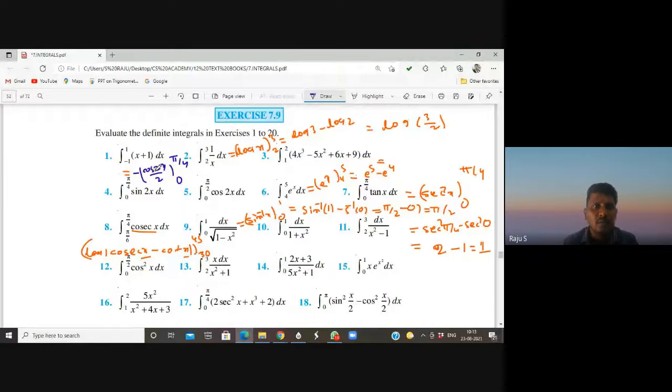Now in place of x, substitute 45. Here cos 2x is there, sin 2x by 2. From where to where? 0 to pi by 2. Okay. All questions, here just evaluate this, apply the upper limit and lower limit.